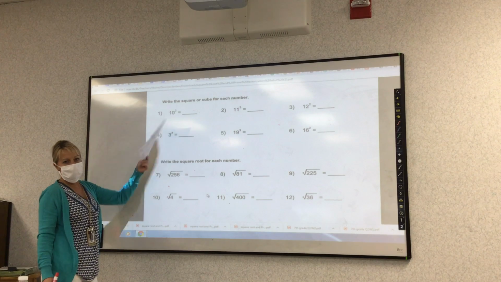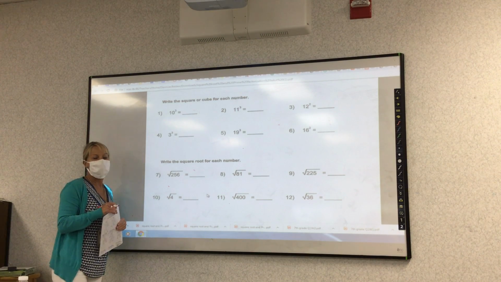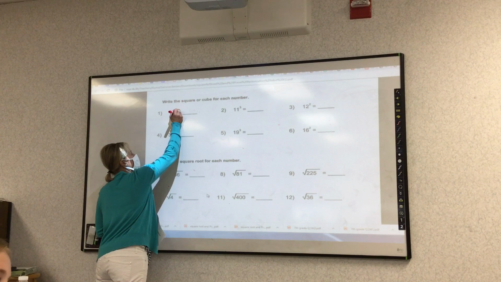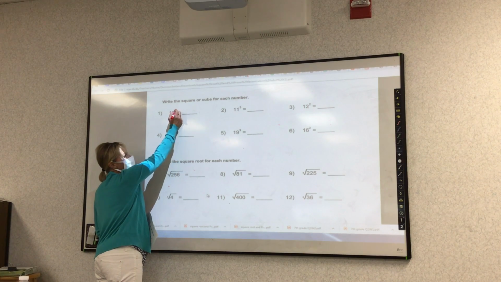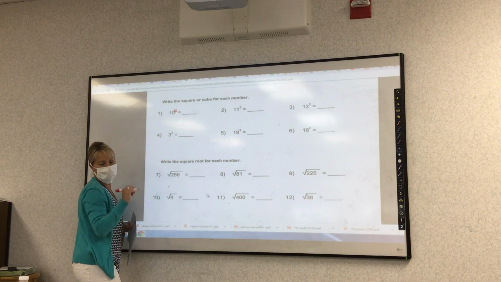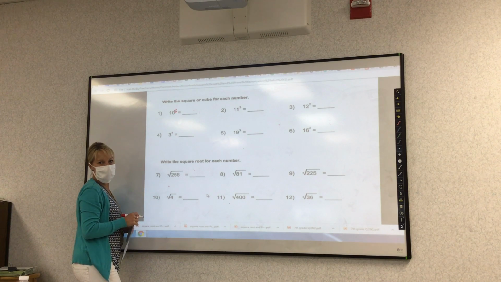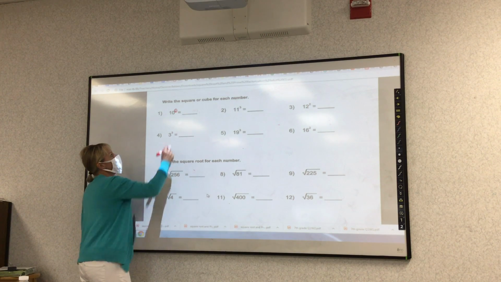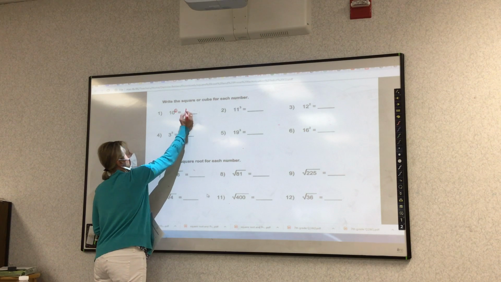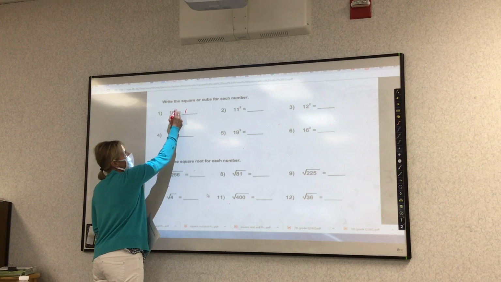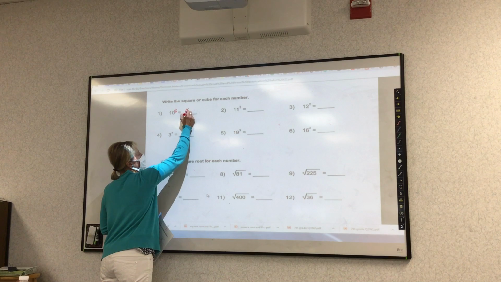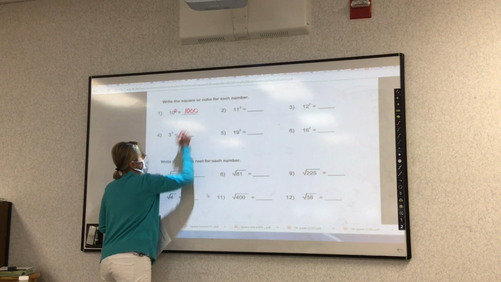When you have the base of 10, whatever the power is, that's how many zeros you're going to have. So this would be 10 cubed, and it's cubed, so there are 3 zeros.